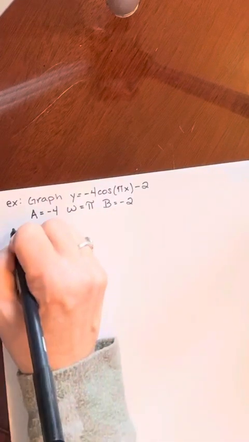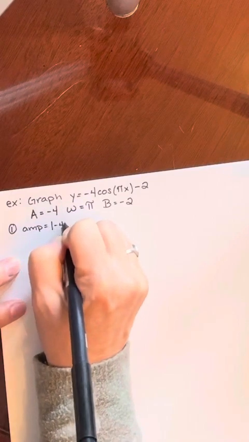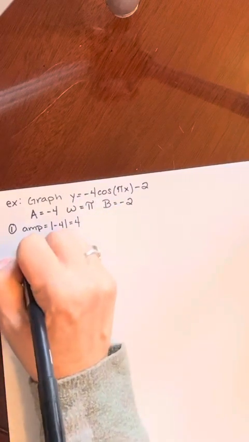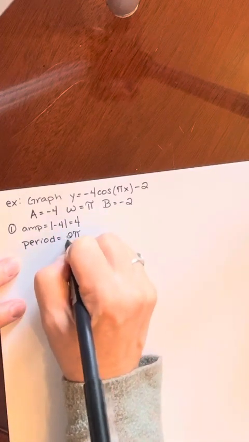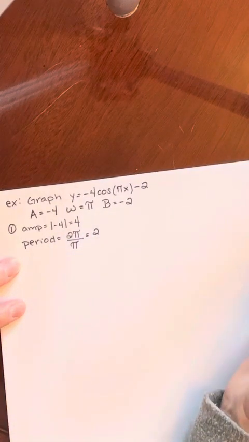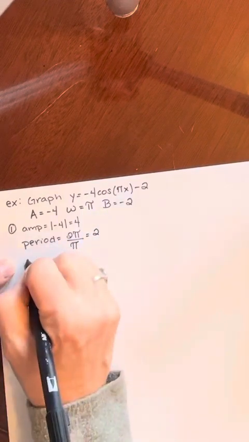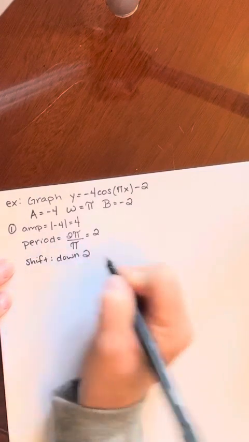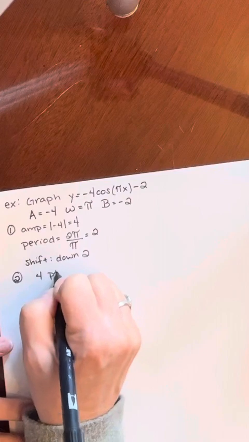And from there, we can do our steps. So step 1, your amplitude is the absolute value of -4, so 4. Your period is 2 pi over omega, where omega is pi, so that will reduce to just 2. Interesting. And then your b is a vertical shift down. So your shift is down 2. All right, step 2. We need our 4 points.